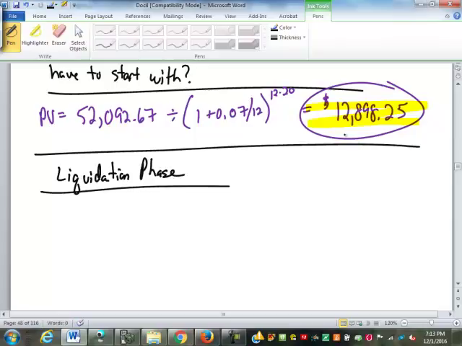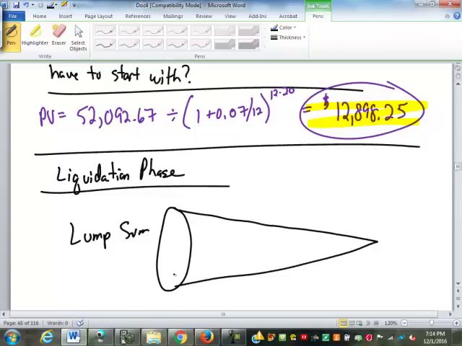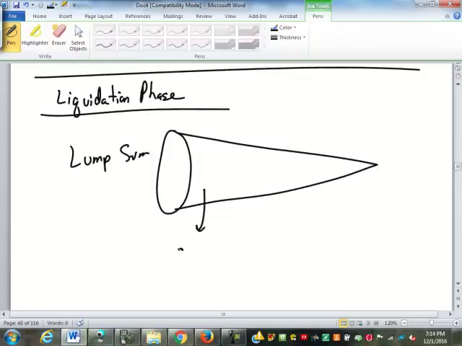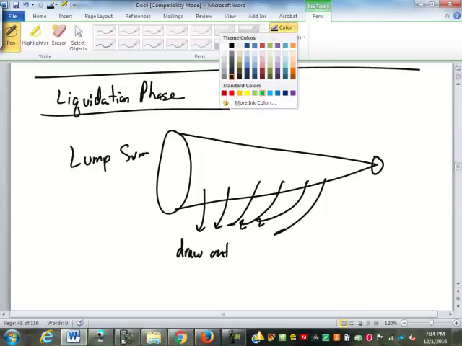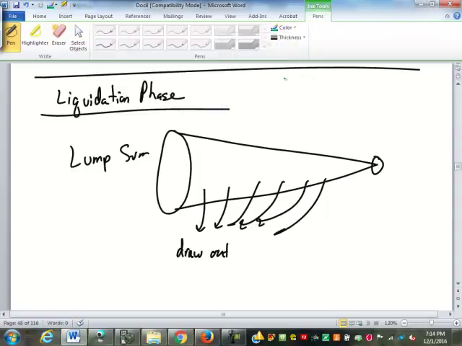Like I said, in the liquidation phase, you have this lump sum, this large amount of money. And you are slowly drawing out payments. Until it gets down to zero, nothing. I realize I have this beautiful illustration, right? So it's kind of the opposite.